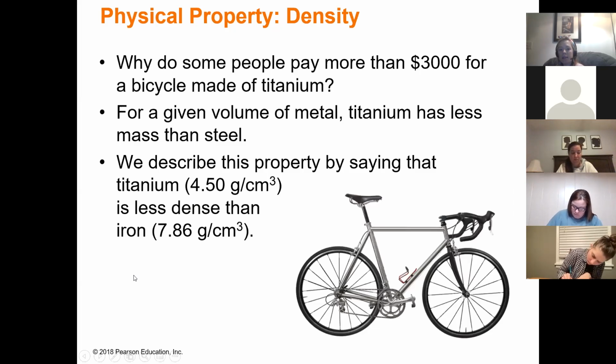So let's talk about density. Density is a physical property, meaning it's inherent to whatever the material is. So if you're iron, you'll have a certain density. If you're gold, you'll have a certain density, so on and so on.